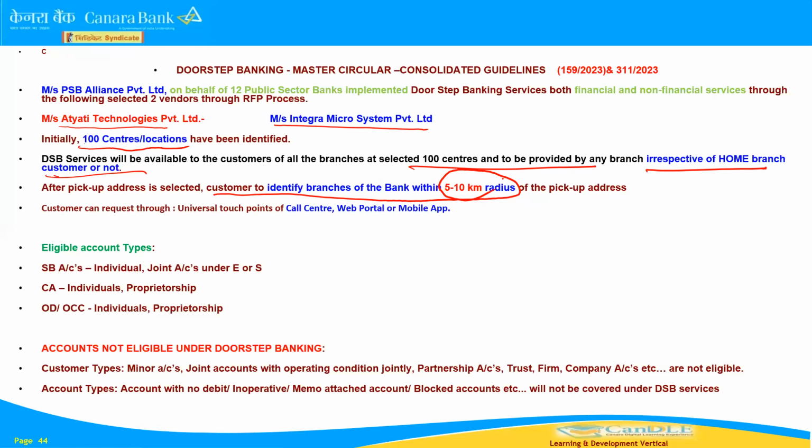How will the customer request, sir? There are three modes. One is he can call the call center. Through the web portal of Canara Bank, he can give a request. Through mobile bank also he can give. So three modes. Then who are all eligible to do doorstep banking?